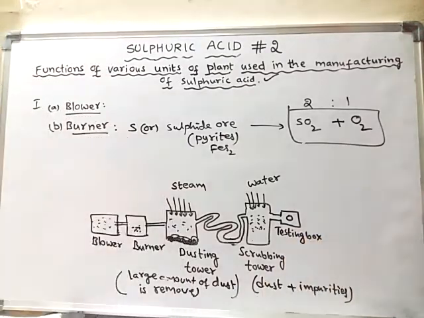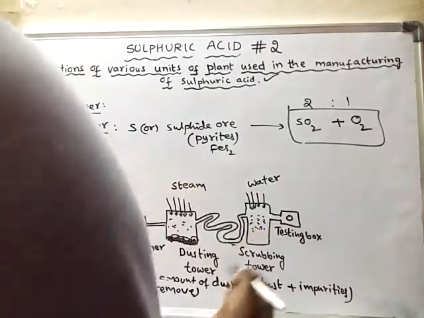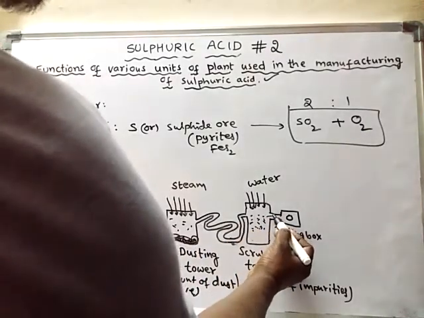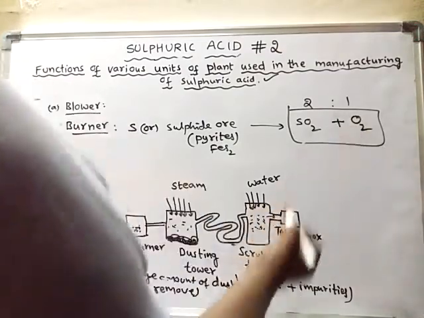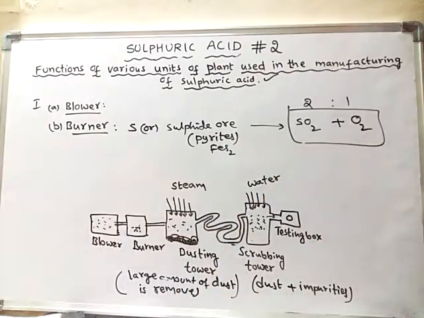Testing box. The testing box will test whether there are any impurities left over in the gaseous mixture. Now this gaseous mixture slowly enters the testing box. In the testing box, a light beam is passed into this gaseous mixture.